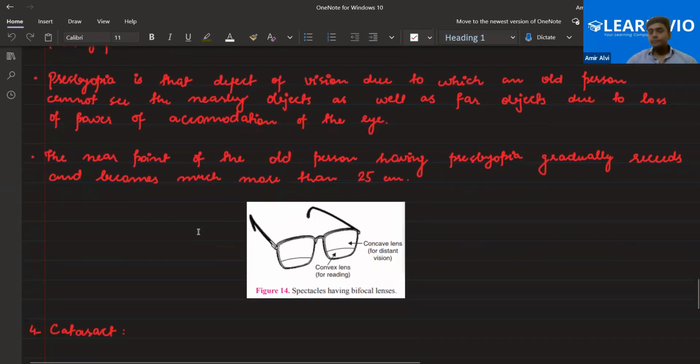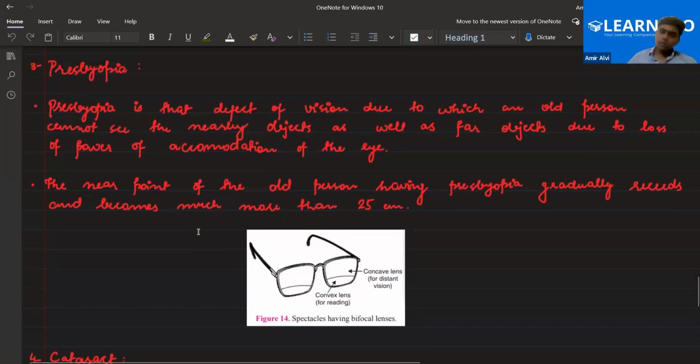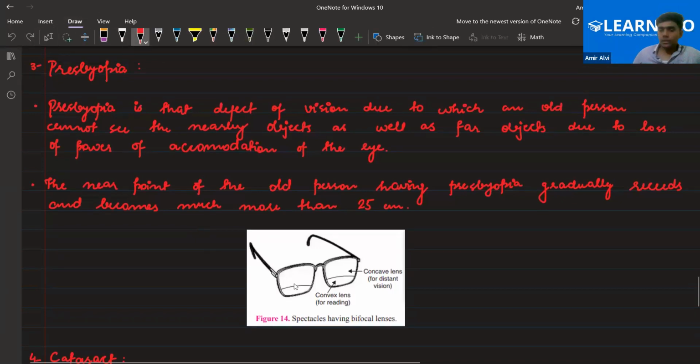Okay. So as you can see in this image of the spectacles, there are two lenses present here. First one is this, second one is this. This type of lens, or spectacles, is called a bifocal lens.